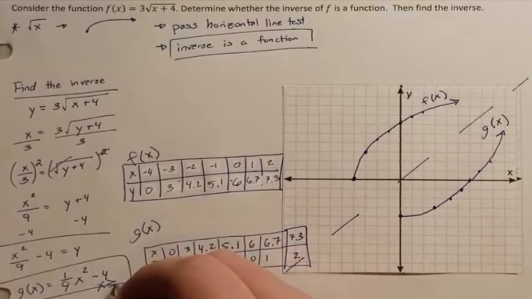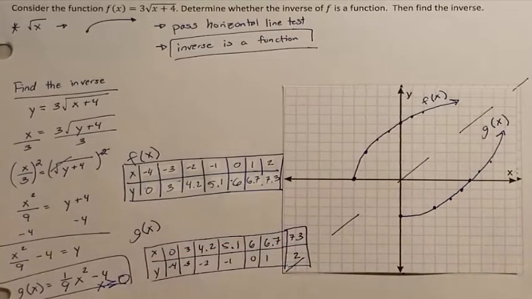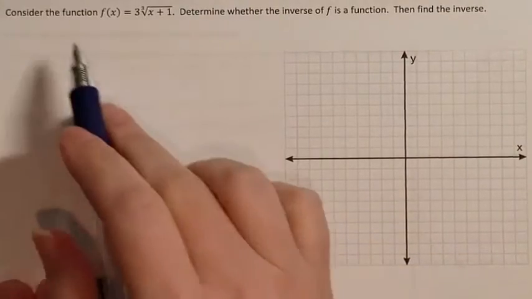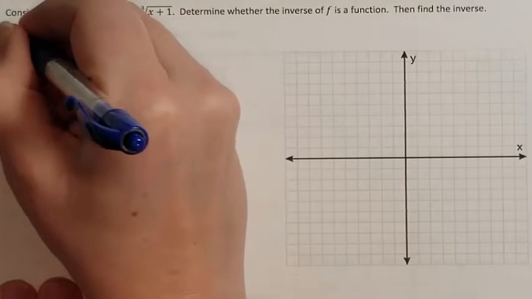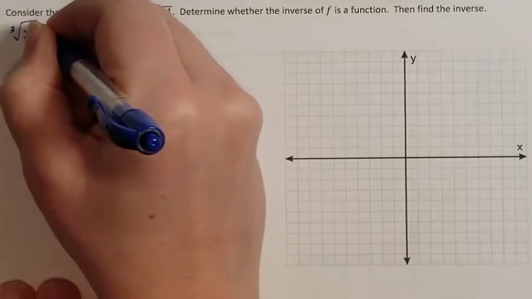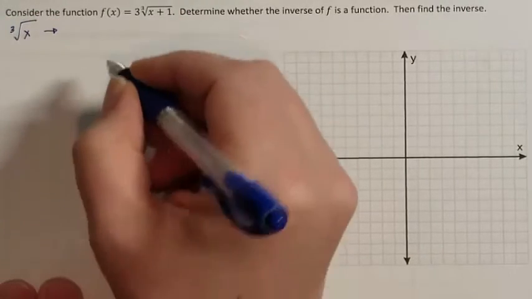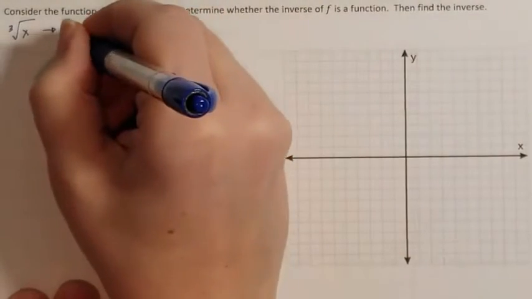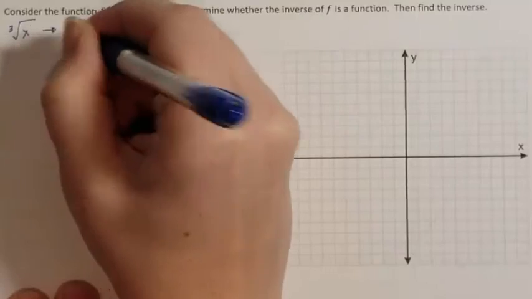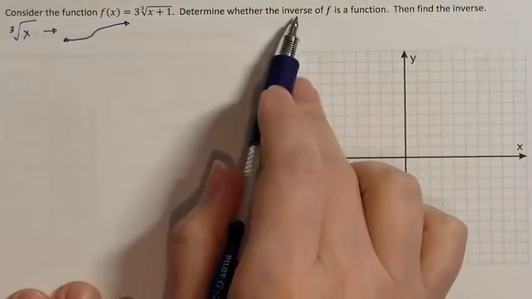So this is only true when x is greater than or equal to 0. Our last problem, we're asked to consider this function. There's a third root, so this is the third root of x. What does a third root of x look like? The third root of x has this general shape. And we're being asked to determine if it's an inverse.